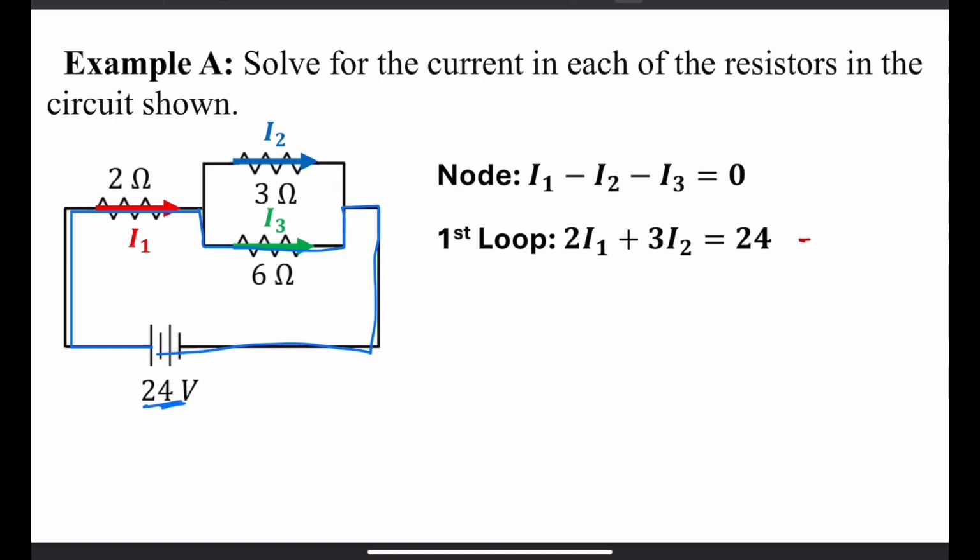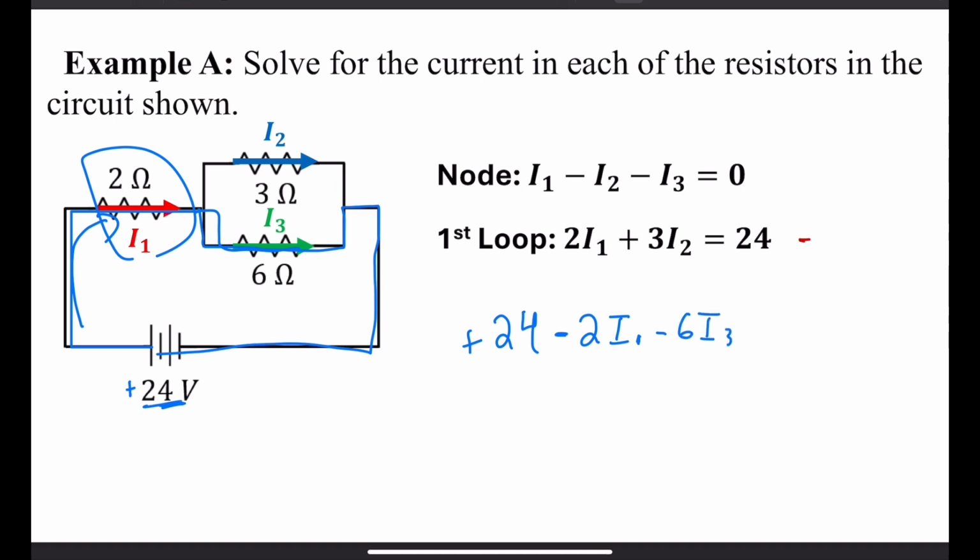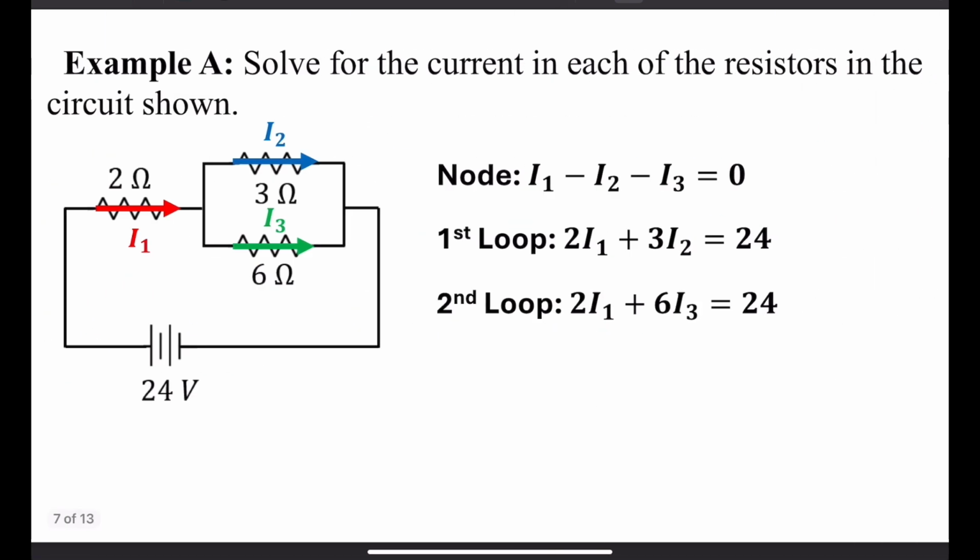For this loop, current's going to come out of the battery and gain again 24 volts. And then, just like the other loop, it does have to pass through the 2 ohm resistor, so it loses 2 times I1 of voltage, because voltage is resistance times current. Now it goes through the 6 ohm resistor, where that's going to be 6 times I3, and goes back to the battery, so that equals 0. And I can rewrite the equation like that.